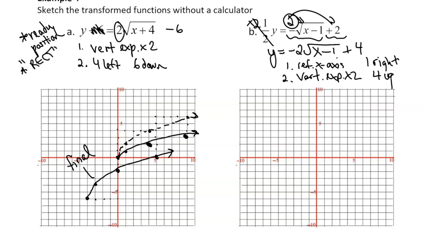Okay, so from there, let's graph our basic function. And let's reflect it over the x-axis. Vertically expand it by a factor of 2. And then you want to move it 1 right and 4 up.